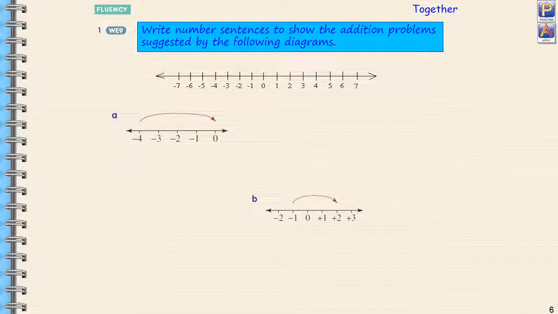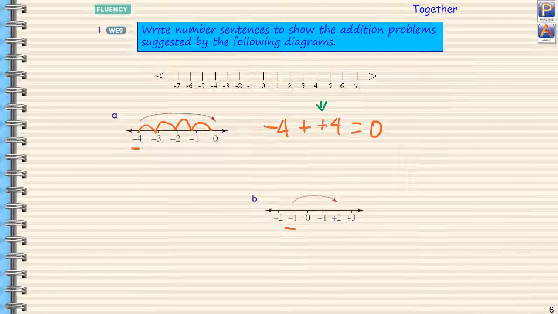Write number sentences. So in the first one, we start at -4 plus, how far did we go? 1, 2, 3, 4 steps. So we plussed +4 equals, and we ended up at 0. It's probably not necessary to put that plus sign in there to show that it's a +4, but I just did it to show you how I did it.